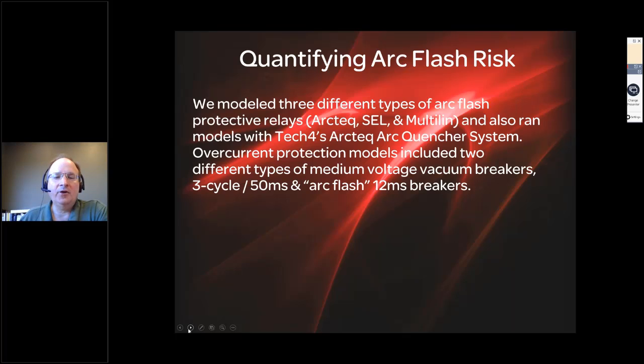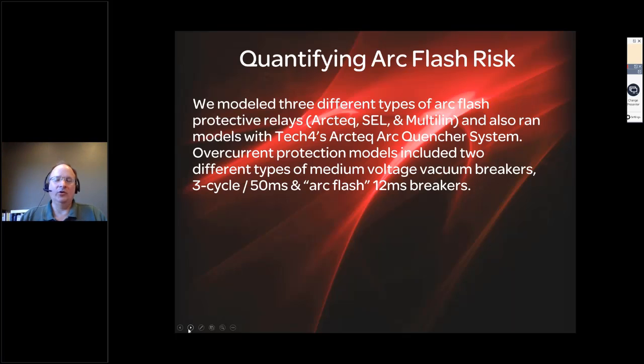The overcurrent protection models that we ran for the presentation today include 2 different types of vacuum circuit breakers. The modern, I'll call them fast, 3-cycle, 50 millisecond vacuum breakers, and the latest arc flash vacuum breaker, which has a 12 millisecond clearing time, which is 4 times faster than the next quickest vacuum breaker on the market.